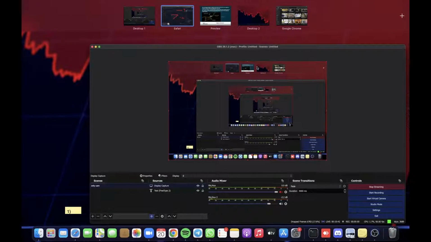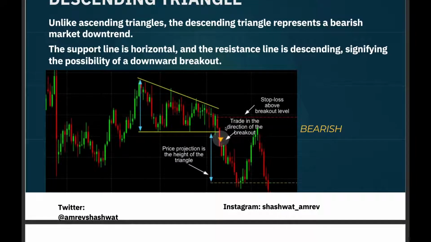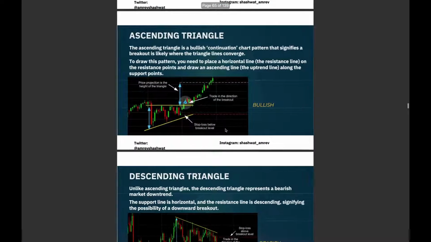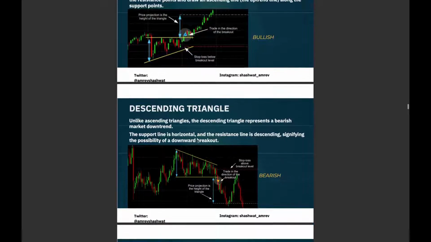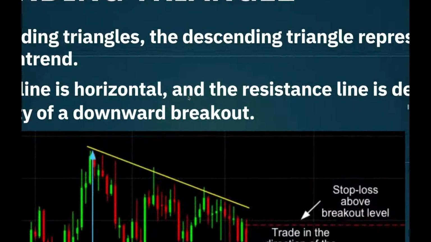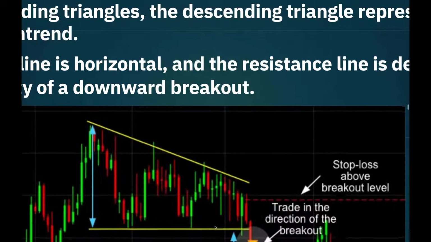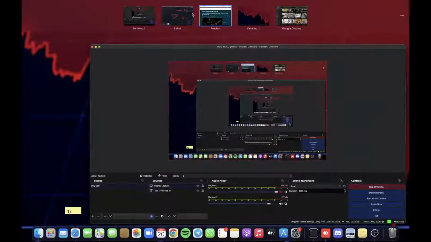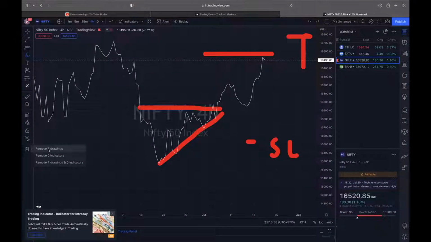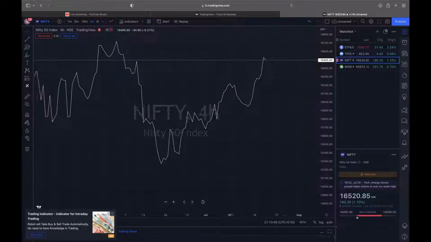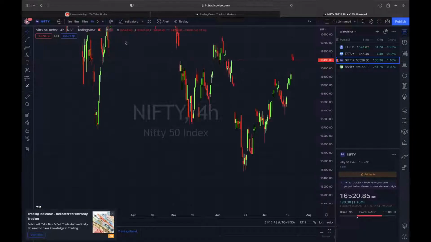Now, let's look at the descending triangle. What does a descending triangle say? It's just the opposite of the ascending. When you have a descending triangle, it will be descending from the top side to the below area. And then at the base, what will happen? It will give the move. So let's look for the descending triangle now.